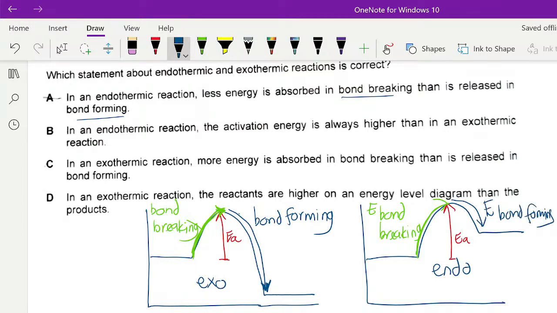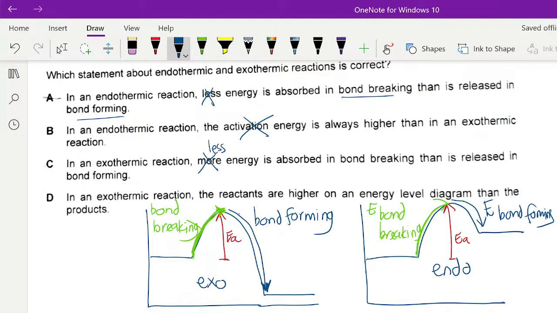In an endothermic reaction, less energy is absorbed for bond breaking than is released in bond forming. This is wrong. It should be more energy. In endothermic reaction, the activation energy is always higher than... it doesn't matter. In an exothermic reaction, more energy is absorbed in bond breaking than is released in bond forming. No, this is actually less.